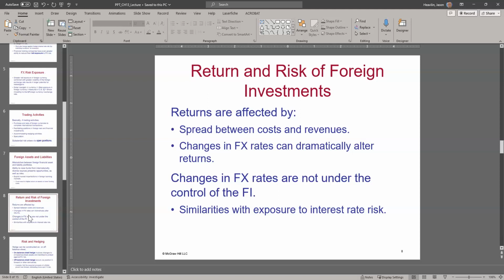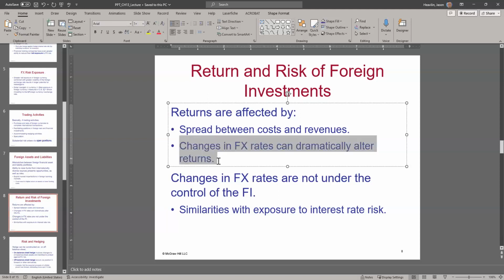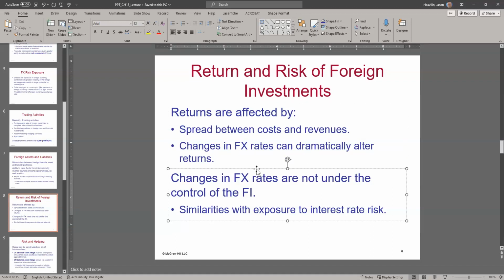So, but notice it doesn't say gain or loss. It just says dramatically alter. If the exchange rate goes in your favor, it dramatically alters it in a positive way. If the exchange rate goes against you, it will dramatically alter in a negative way. And important to know that the financial institution, or any business for that matter, does not control the foreign exchange rate. So you're at the mercy of the economic forces.